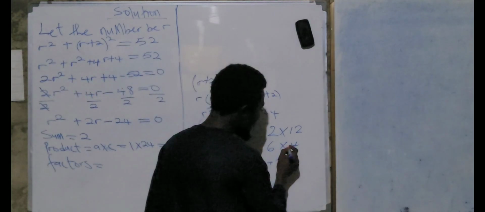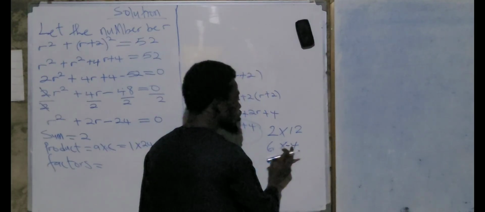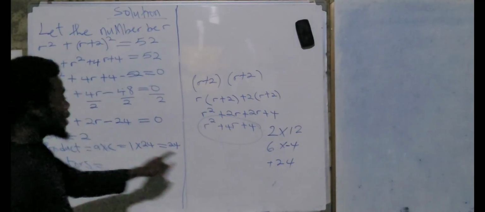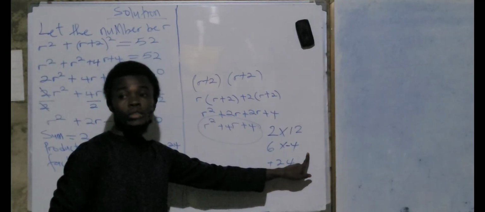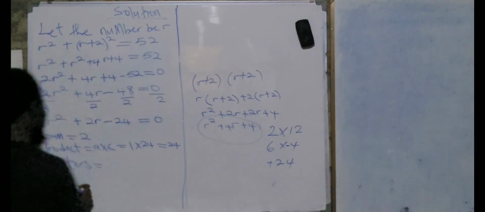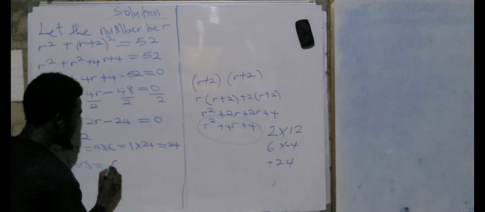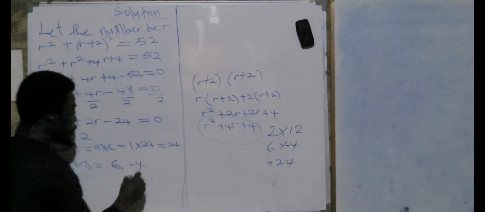So therefore we can say, 6 minus 4 gives you plus 2. Plus 2, right? And 6 times minus 4 gives you 24. Are we okay here? So the factors are 6 and negative 4.